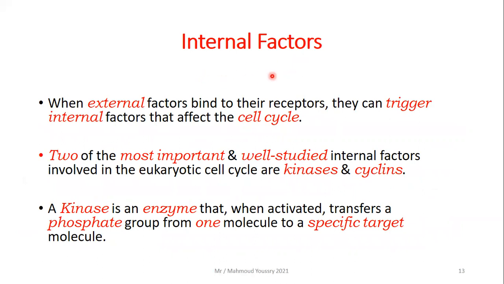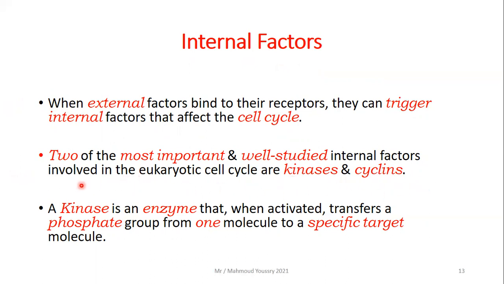What about the internal factors that control the cell cycle? When external factors bind to their receptors, they can trigger internal factors that affect the cell cycle. Two of the most important and well-studied internal factors involved in the eukaryotic cell cycle are kinase and cyclins.